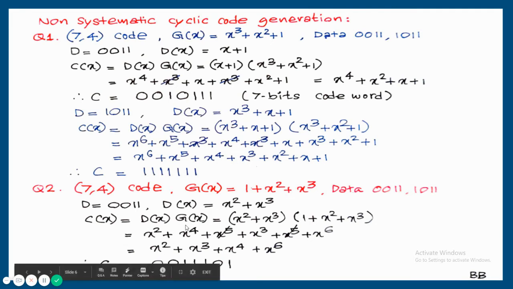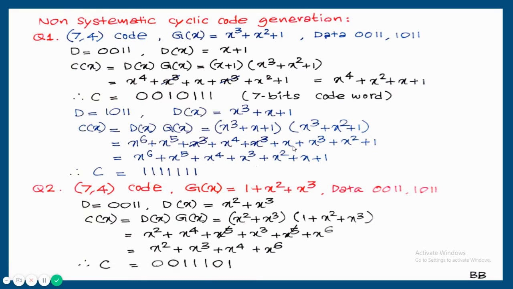The answer is x raised to 2 plus x cube plus x raised to 4 plus x raised to 6. Starting from 1, there is no 1 there, so 0 is written. X is not there, so both bits are zeros. Then x square, x cube, x raised to 4, there is no x raised to 5. Put 0 for that, then x raised to 6.